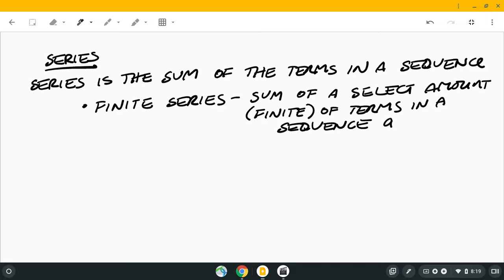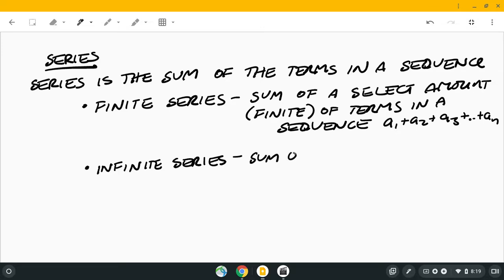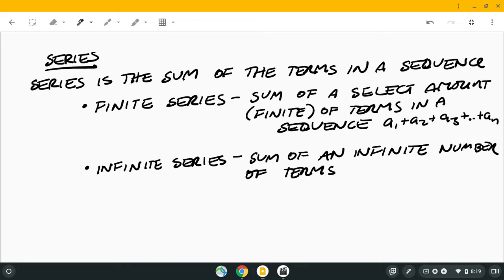So that would be like a1 plus a2 plus a3 plus, but then you stop, right? Finite. An infinite series is the sum of an infinite number of terms in the sequence.